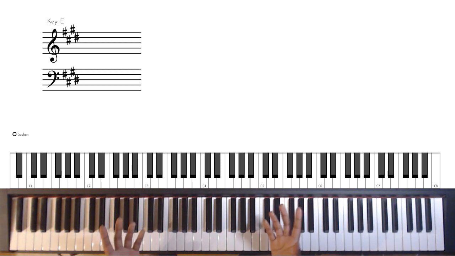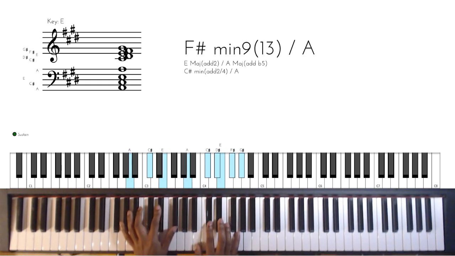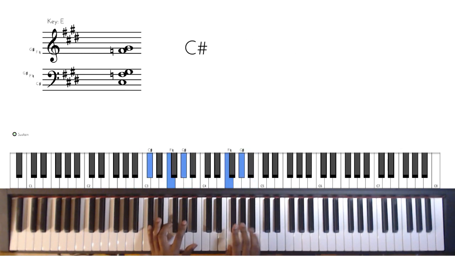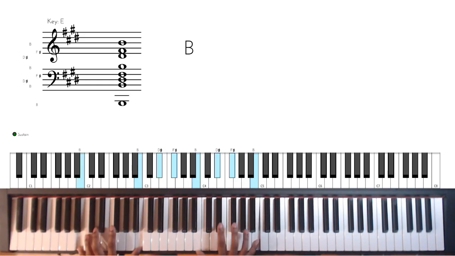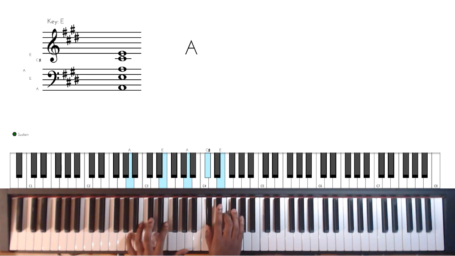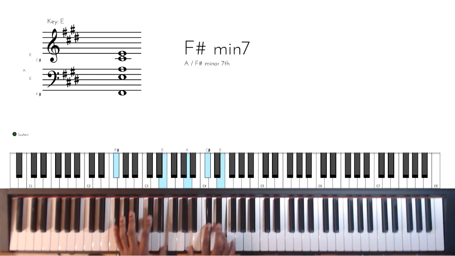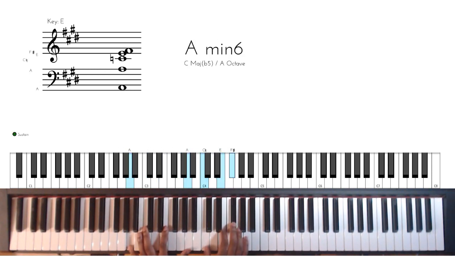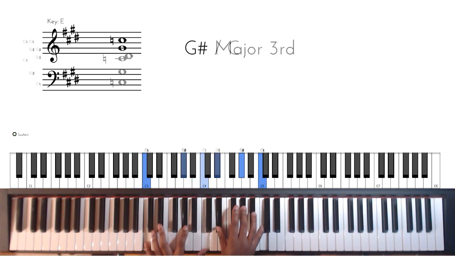Okay, so now for the pre-chorus. It goes like this. Okay, it's a short section, but we focus on the chord progression: A, G sharp, and then C sharp major, and then F sharp, G sharp, and then A6, and then B, and then this G sharp major.